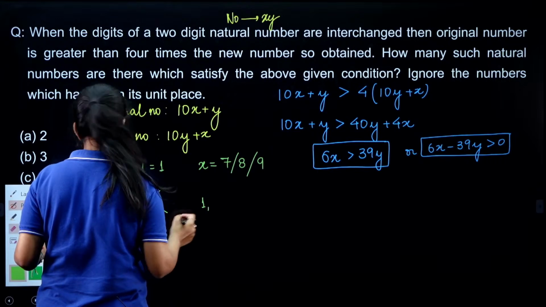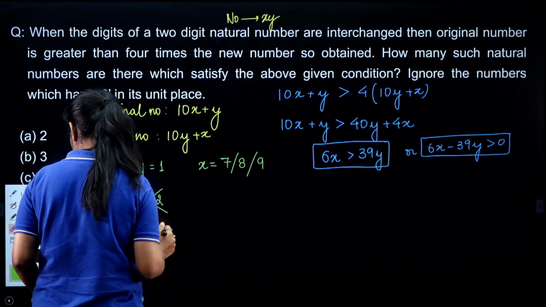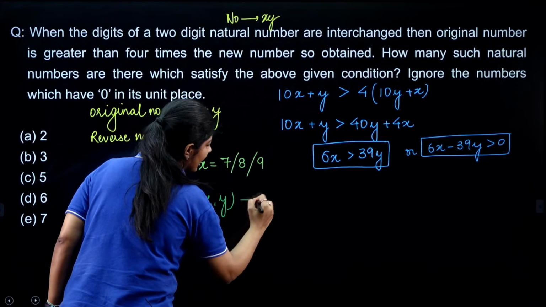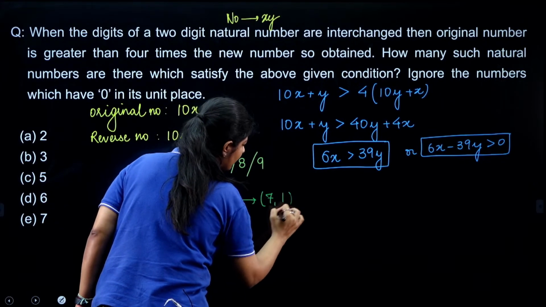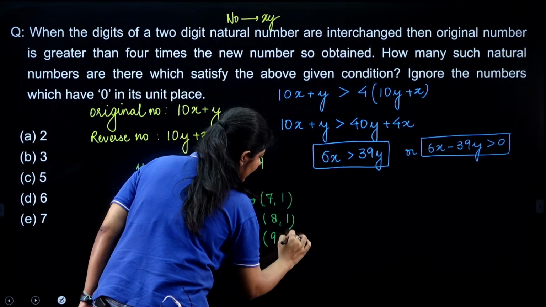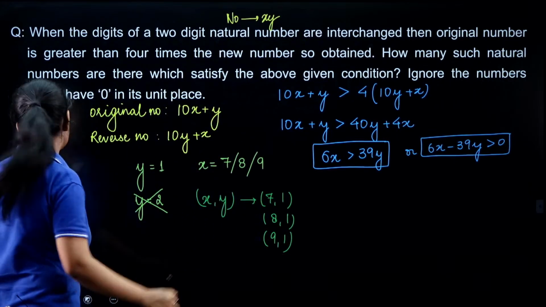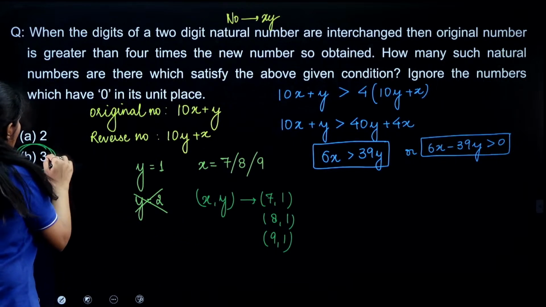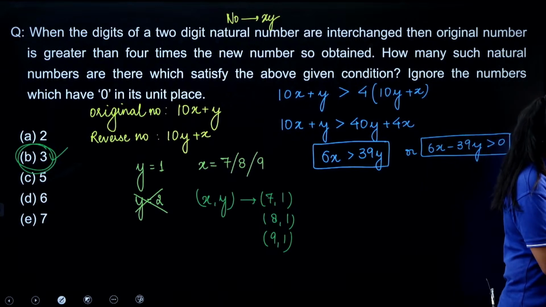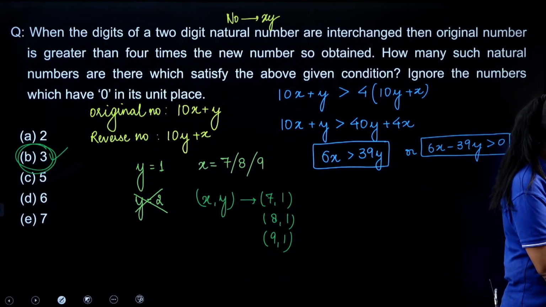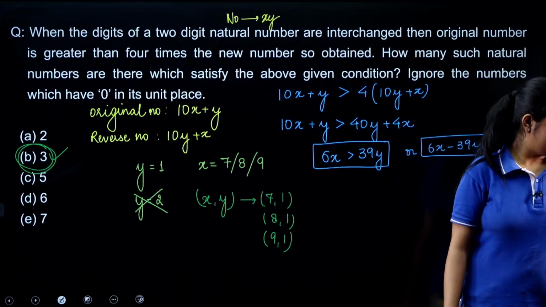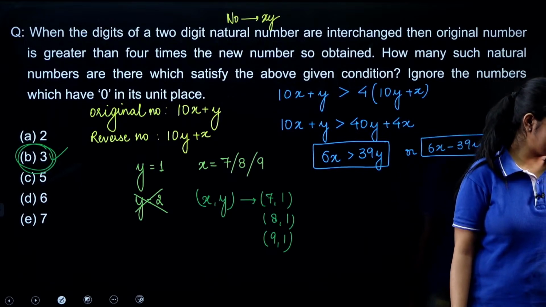If we write it in the format of xy, then they are 7,1, 8,1 and 9,1. So how many pairs are we having? We are only having 3 pairs. Option number B is the correct one. Clear? It's an easy one, right?